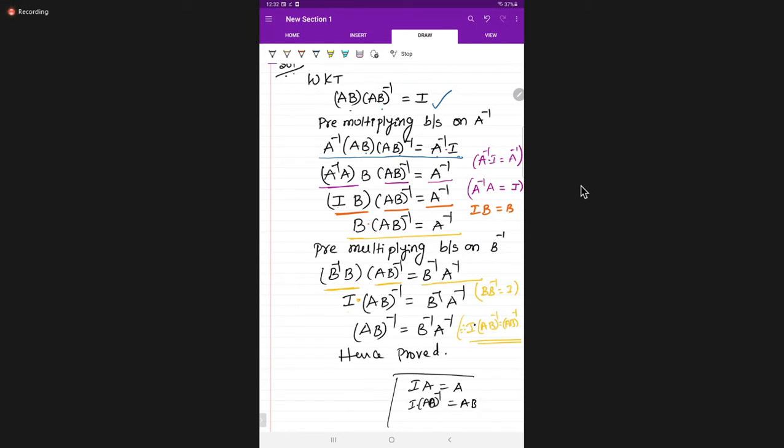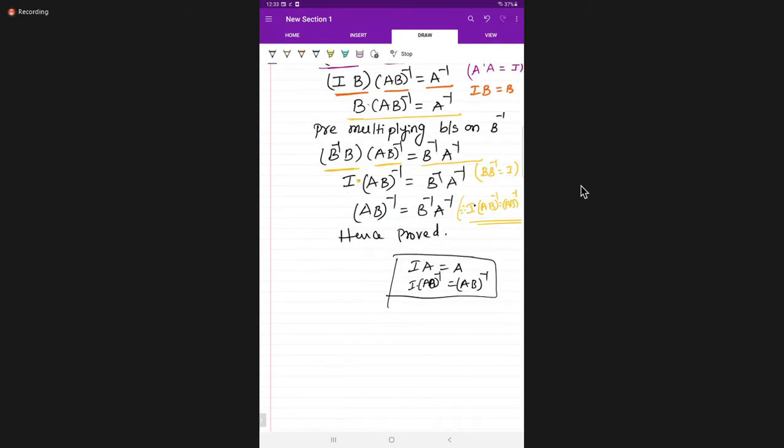Is it clear or not? Yes, ma'am, clear. The next concept is very, very difficult, and it is very important for the boards, like CBSE as well as PU both.